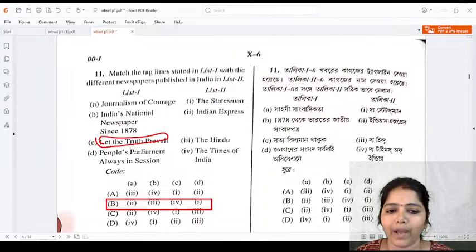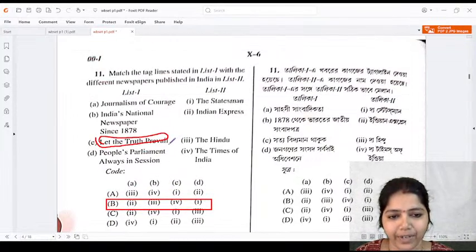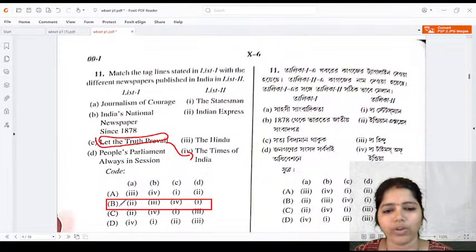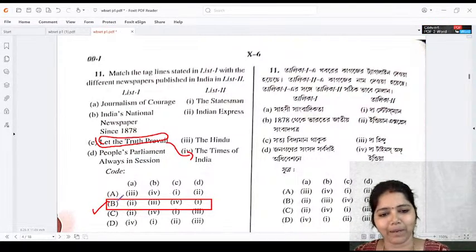Let the truth prevail. Let the truth prevail is the tagline of Times of India, right? It's for Times of India. So we have C4 with the B option, only one option, so just by looking at the other options, we can simply take option B.